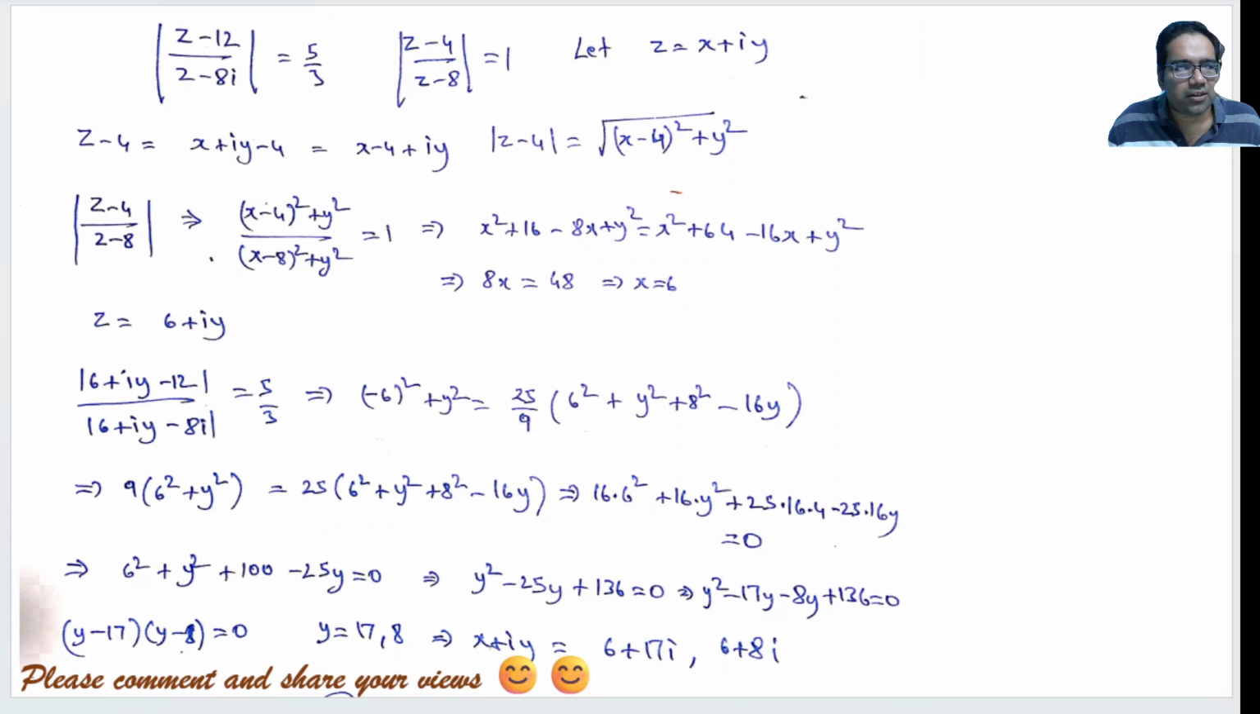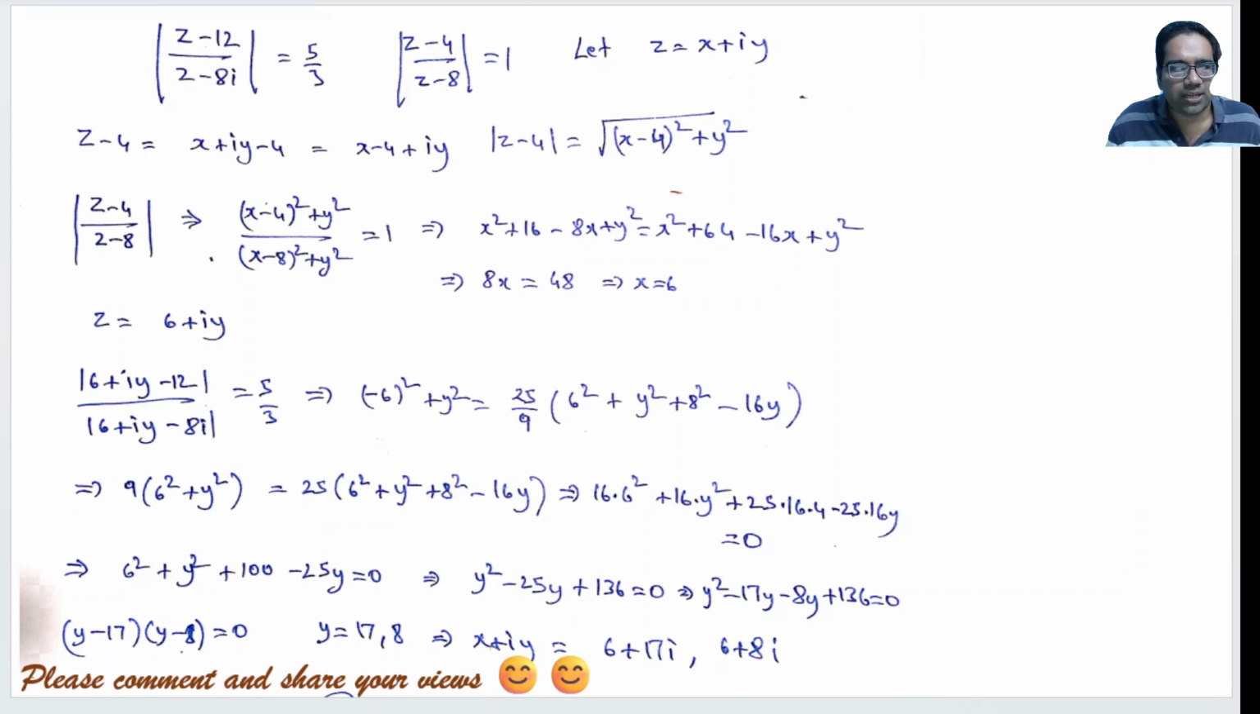For the denominator also, let's write z minus 8i. What is z minus 8i? 6 plus iy minus 8i, so 6 plus (y minus 8) times i. What is the mod of this? It is root of 6 square plus (y minus 8) square, which is y square plus 8 square minus 16y plus 6 square. There will be roots on both sides, but let's square them.